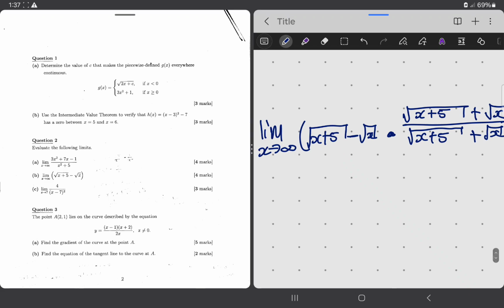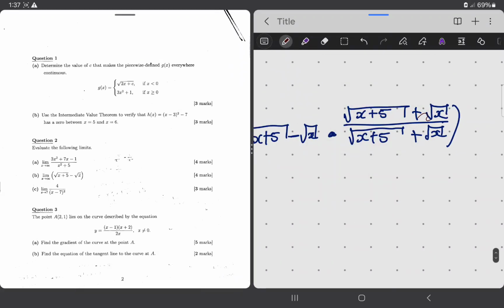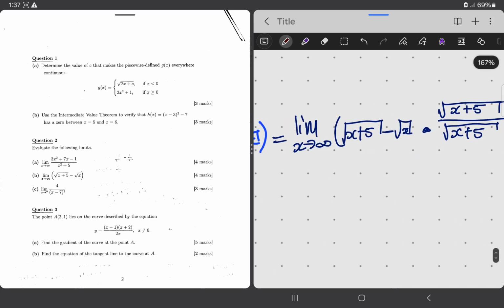Now, can I ask you a question? Since you may think this is wrong, what is square root of x plus 5 plus root x over square root of x plus 5 plus root x? It's 1, because this divided by this is 1. So we are just multiplying by a 1. We are not changing anything. When you multiply by just this over this, we're multiplying by a 1. So we haven't done anything wrong here. You see? Good.